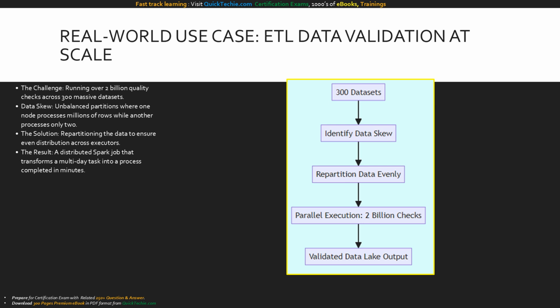Once the data is balanced, the parallel execution engine fires up, distributing those 2 billion checks across hundreds of executor cores seamlessly, resulting in a validated data lake in record time.